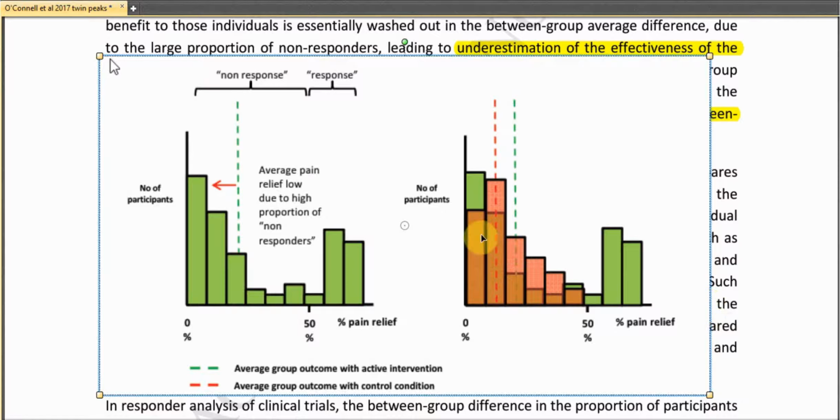So here's a control group in red. They're all non-responders, not much is happening there. They don't have this bimodal distribution, so two peaks, twin peaks. And the averages of the two end up being about the same, so the conclusion is that there's no significant difference between the two. So if this is going on, it's really important to know.